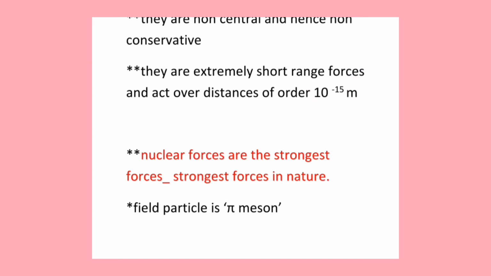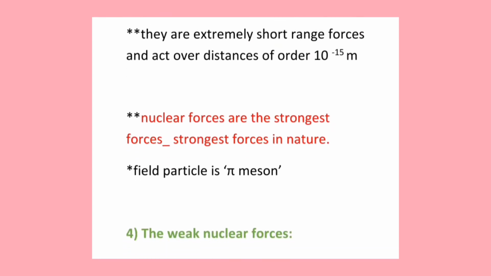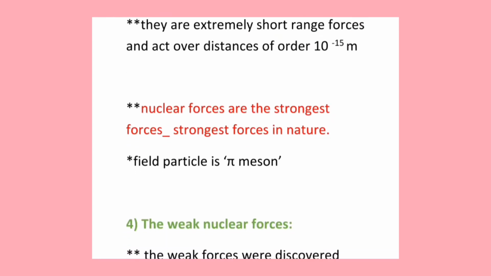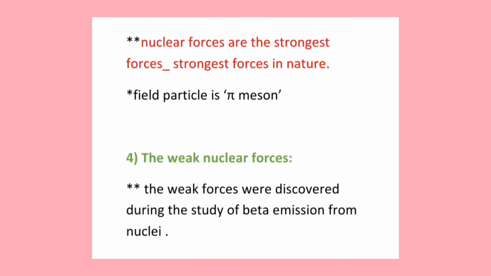As we move further, the important point to be noted is that nuclear forces are the strongest forces in nature, whereas gravitational forces are the weakest forces. And the field particle of strong nuclear forces is called the pi meson. Remember this also, the field particle.